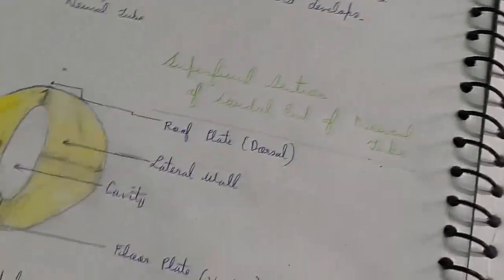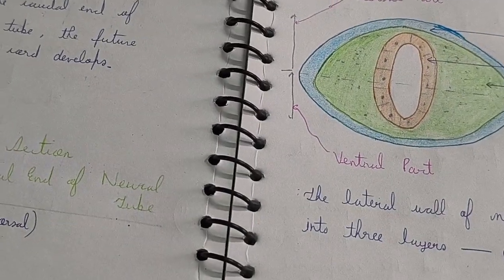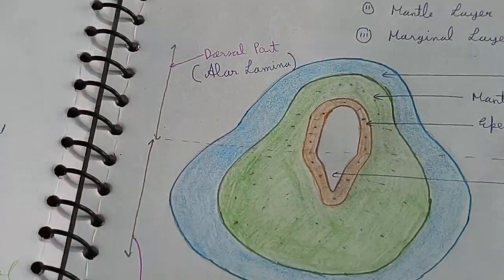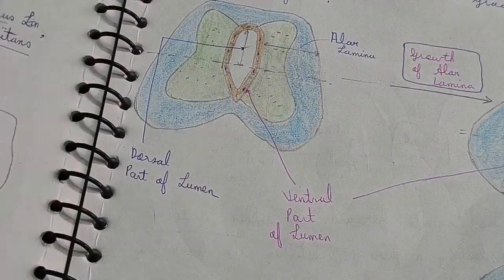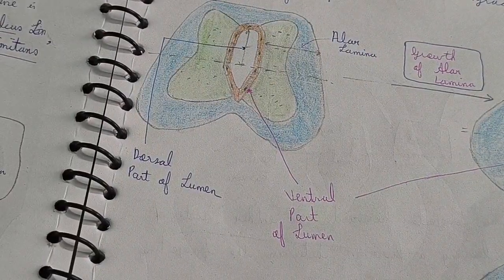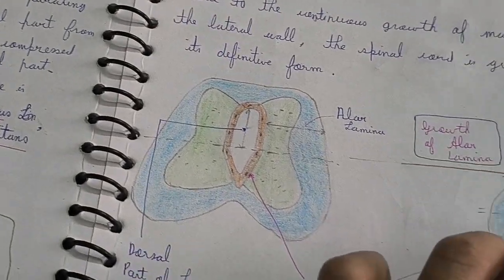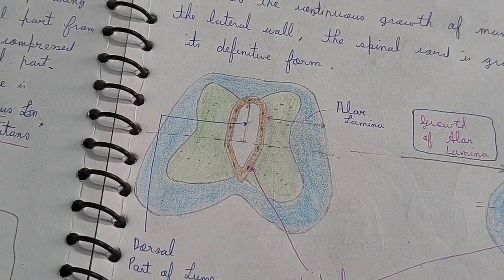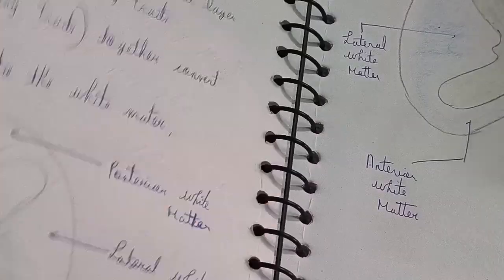So therefore, the key points: first, the lateral wall divides into three layers. And again, the mantle layer undergoes faster growth, as a result of which the central canal forms, and also the LR lamina undergoes faster growth, so the posterior median septum forms. So that's all about development of the spinal cord.